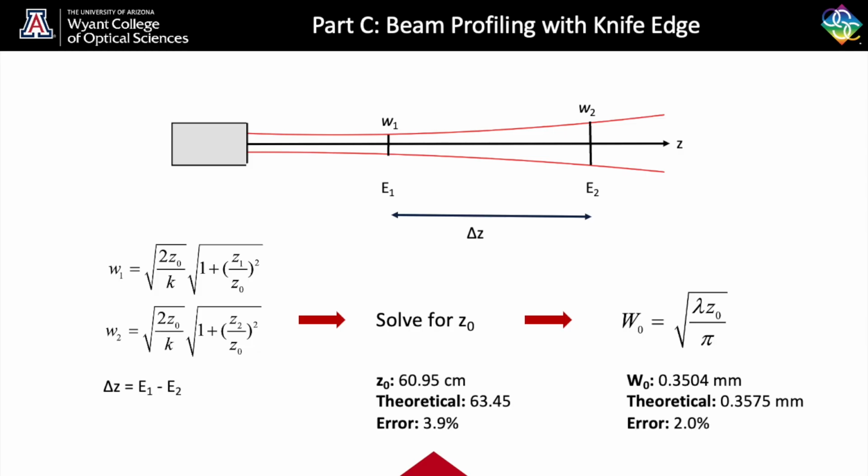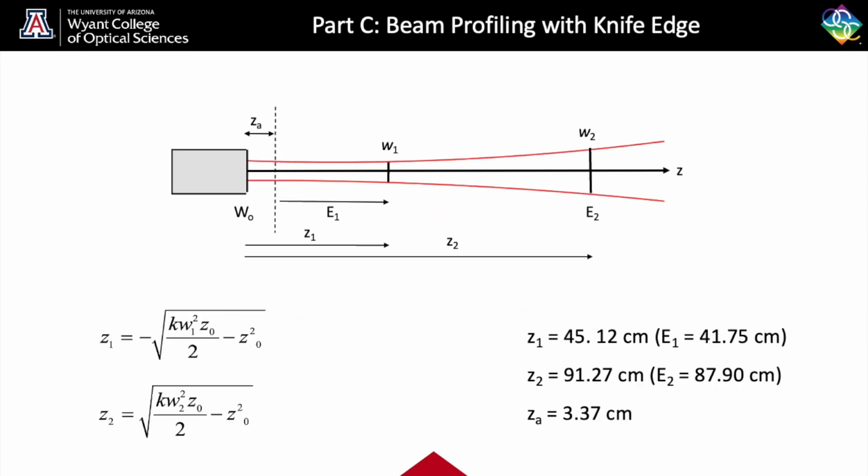Here are our results. We've been calling the location of the laser aperture z equals 0, but this is just a reference, and not where the beam waist is actually located. Using the Rayleigh range we just calculated, we can solve for the actual distance from the beam waist to the two locations we measured, z1 and z2. We can also solve for the actual location of the beam waist in reference to the laser aperture. We found the beam waist was 3.4 centimeters behind the aperture.